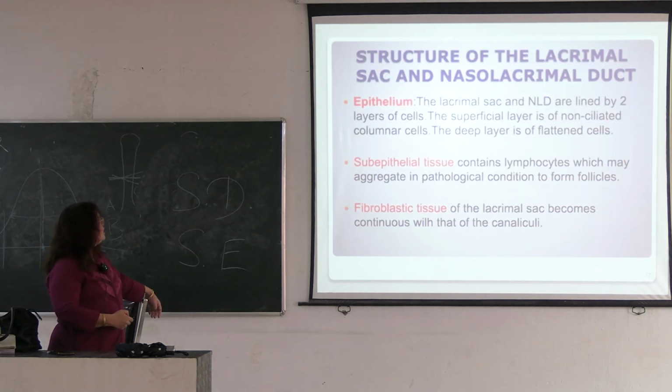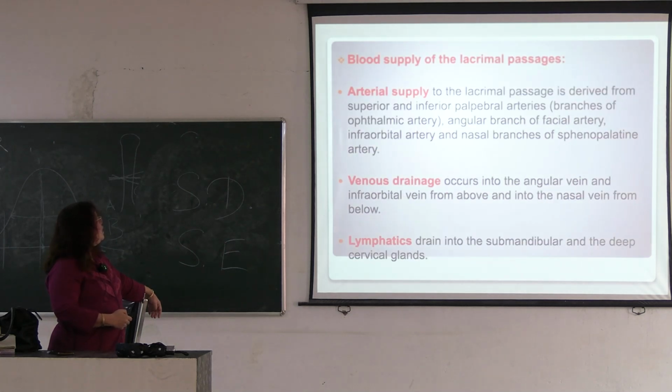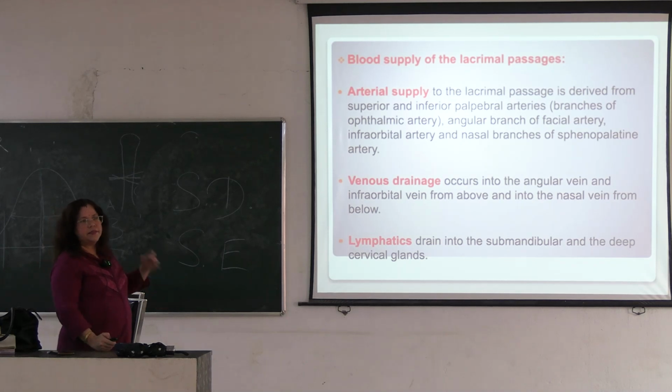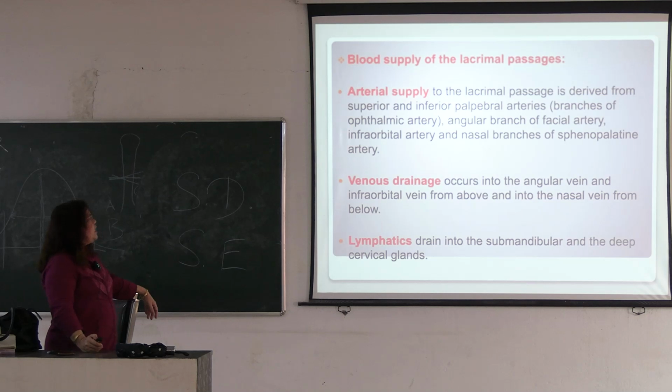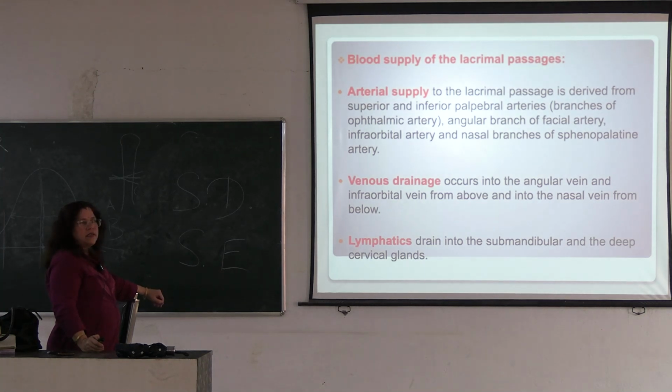Then the lacrimal sac and nasolacrimal duct, there is no need to. Blood supply of the lacrimal passages. The lacrimal passage is supplied by the superior and inferior palpebral arteries, the angular branch of the facial artery, and the nasal branch of the sphenopalatine artery. Venous drainage is by the angular vein, infraorbital vein, and nasal vein. Then lymphatic drainage is to the submandibular and deep cervical glands.